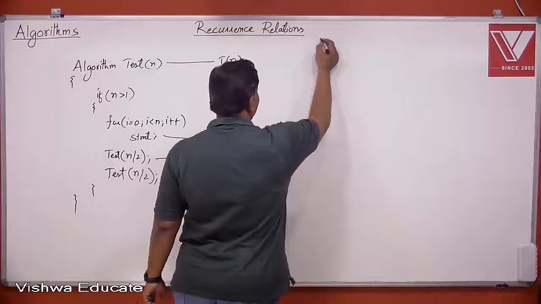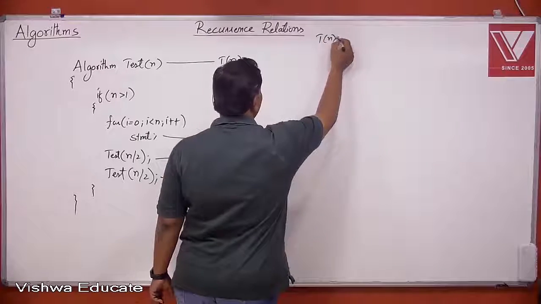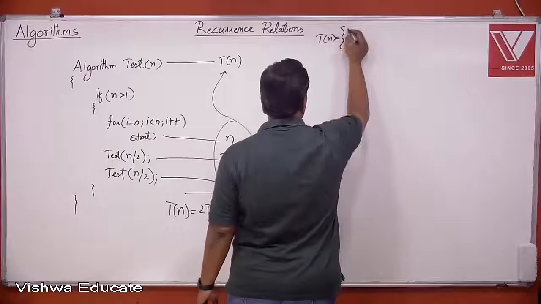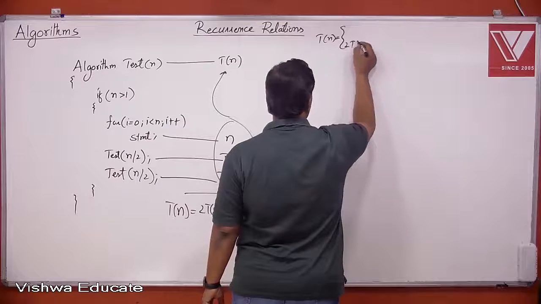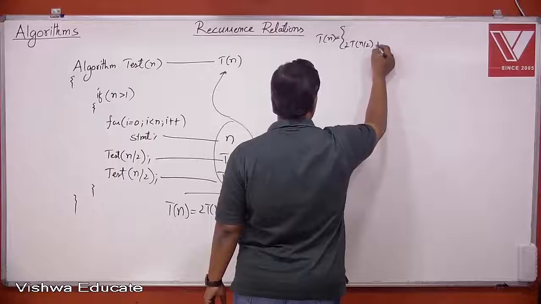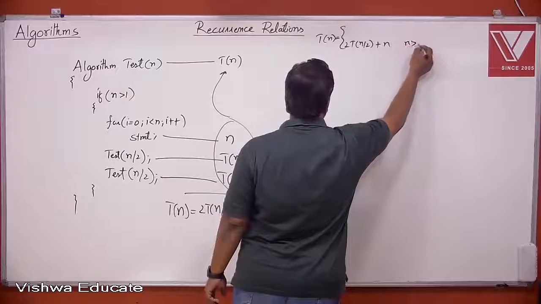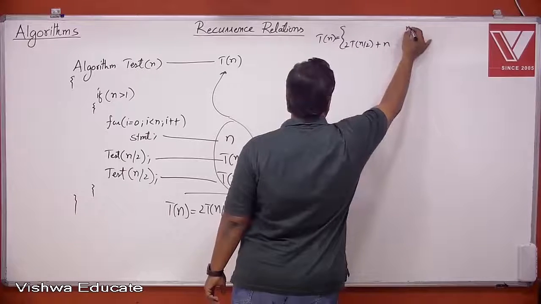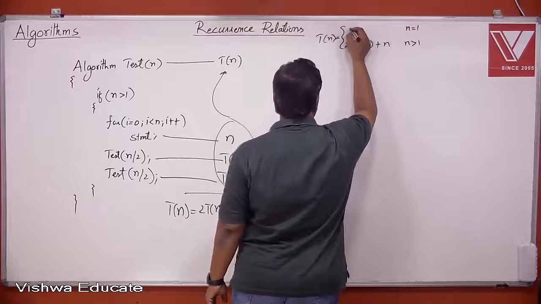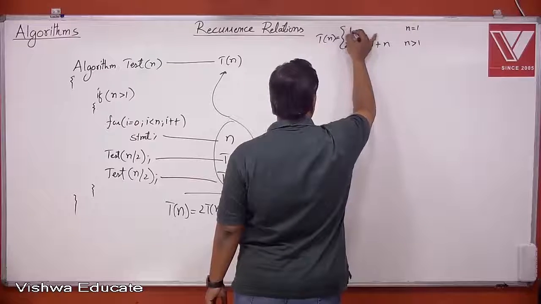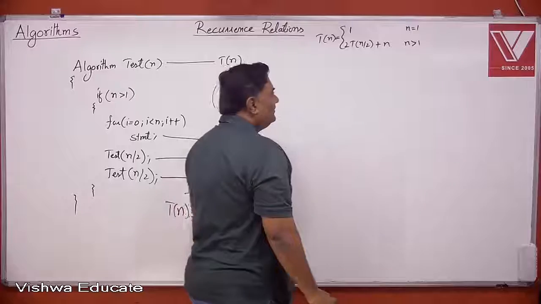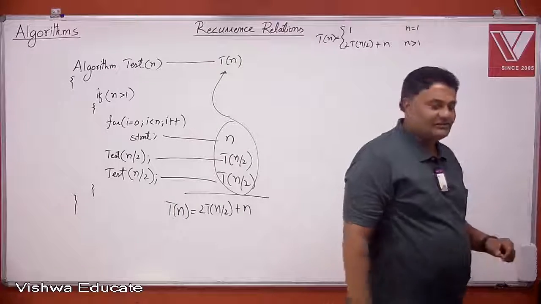Recurrence relation is Tn is equal to 2 Tn by 2 plus n for n greater than 1. For n equal to 1, it is some constant, or let us say 1. Take this and solve this one.